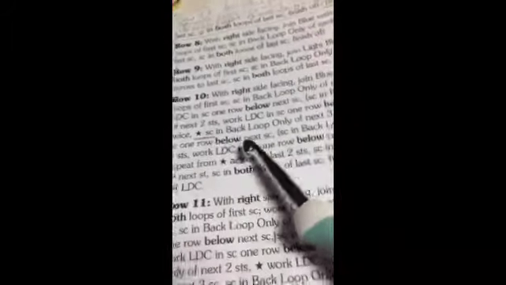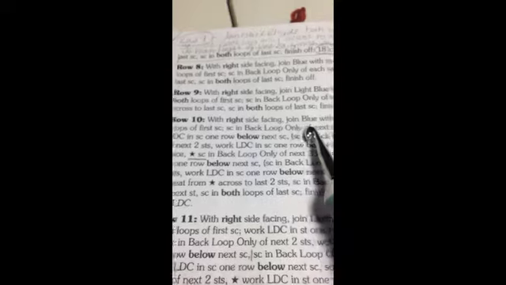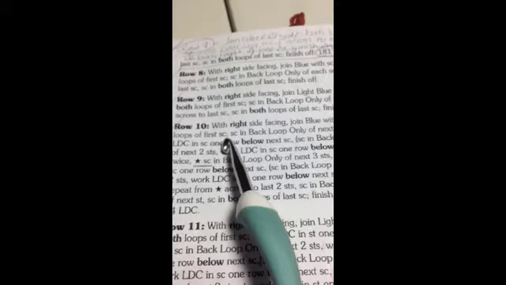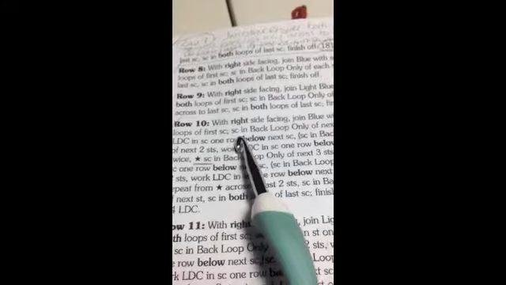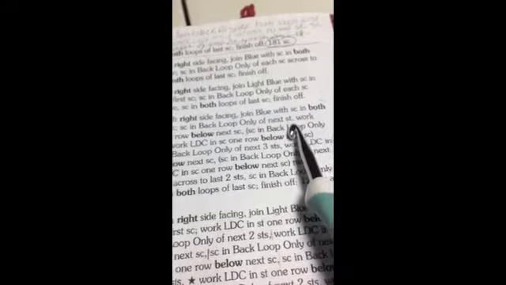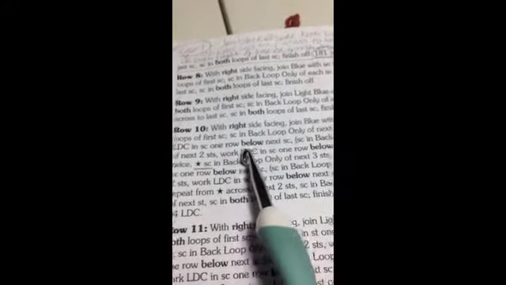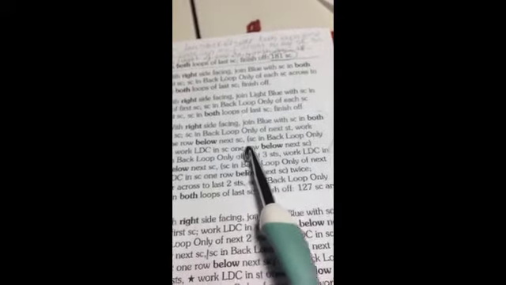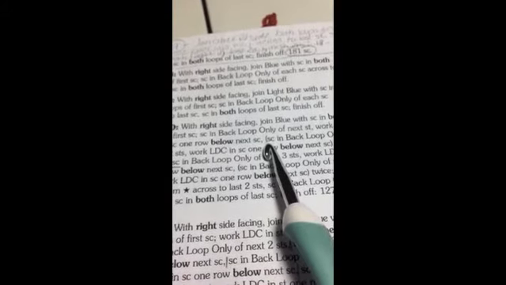And then we're going to come over here into row 10, and we'll start it, and it says with right side facing, join blue with single crochet in both loops of first single crochet. Now there's punctuation, so you stop, that's 1 stitch, and then single crochet in the back loop only of the next stitch, there's a comma, that's another stitch, work long double crochet in single crochet 1 row below next single crochet, comma, that's another stitch, and then we have our brackets, our parentheses.